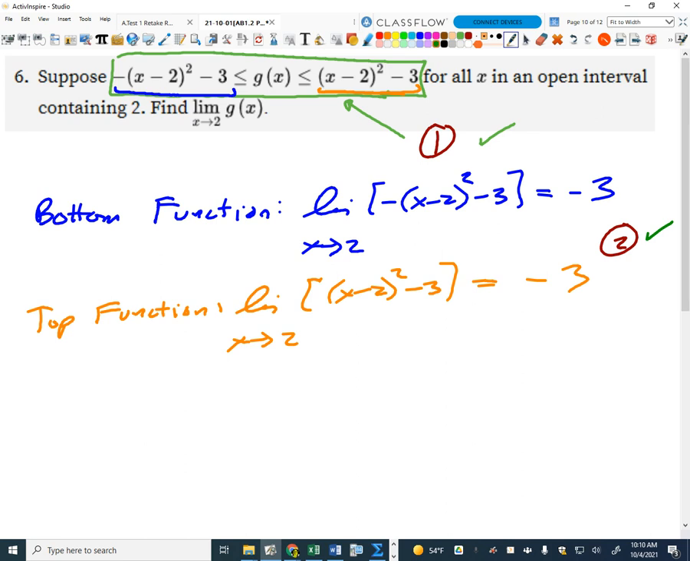So what do we know for sure then? What's the outcome? Yeah, the limit of g of x has to be -3 by the Squeeze theorem.